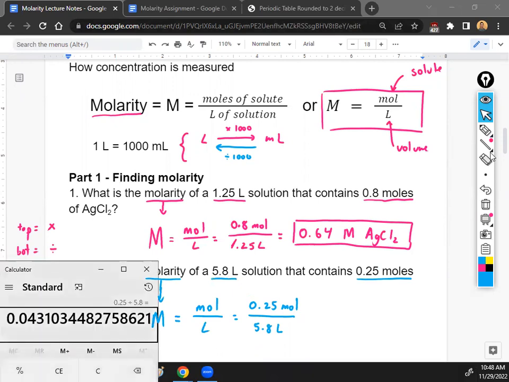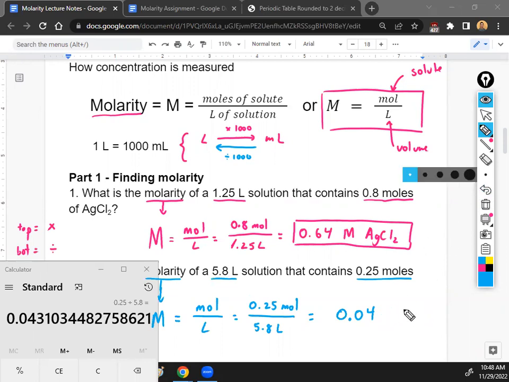Now, I know that we can round it differently. As long as you give me something close to this answer, as long as it's 0.04, and then if you want to end it there, you can end it there. If you want to put 3, you can put 3. If you want to put 1, you can. But I'm going to end it right here, okay? As long as you get something close to 0.04. Oh, and it's not moles. It is molarity.